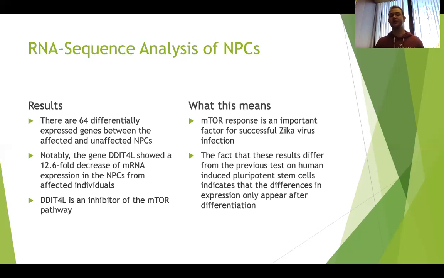So I remember I mentioned the other results previously that were important. They differ from this because in the other one they didn't see a difference between the two groups, and in this one they did when they analyzed the NPCs versus the stem cells. And so this kind of shows that the differences in expression only appear after differentiation.